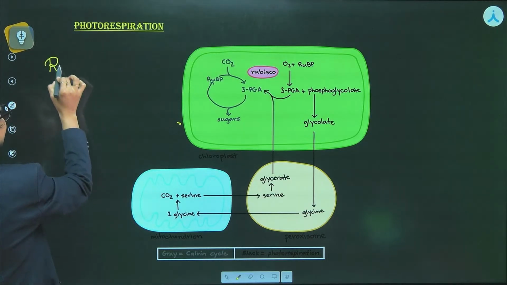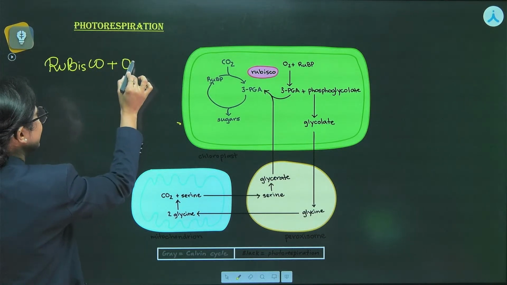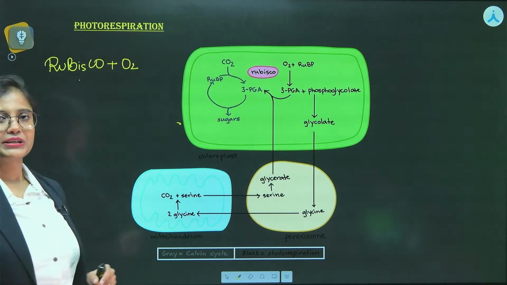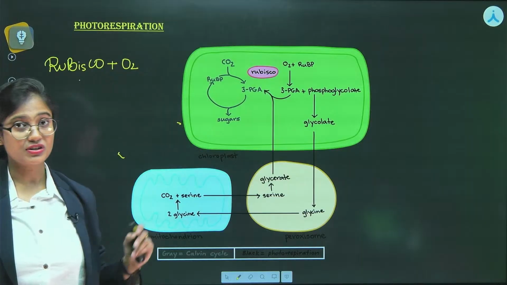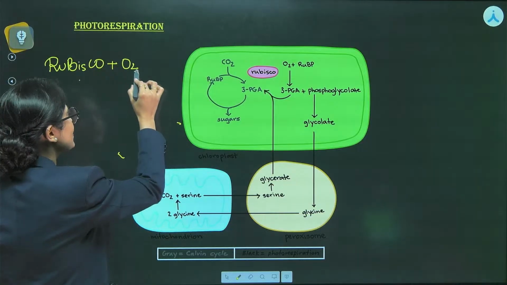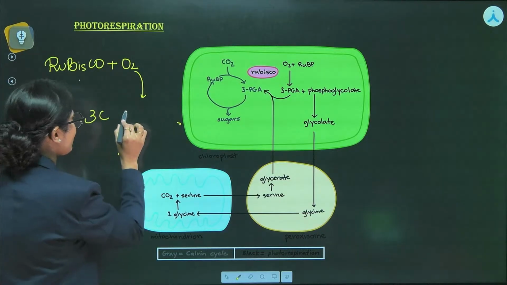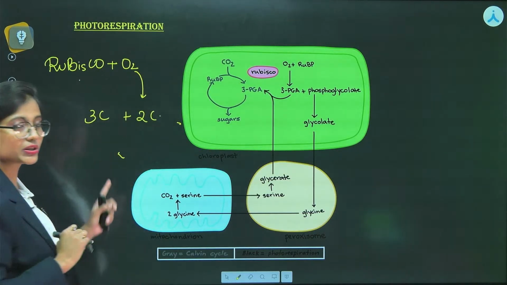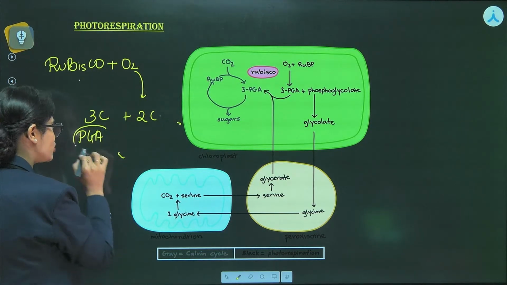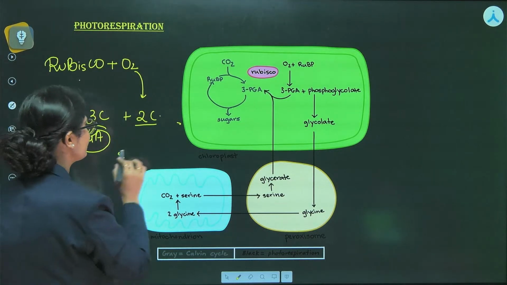The rubisco enzyme is showing its oxygenase activity. That means it will combine with the oxygen. This is a 5 carbon compound. From here it did not get any carbon, oxygen has no carbon, so no carbon is assimilated, and it will lead to the formation of 2 compounds. One is a 3 carbon compound along with a 2 carbon compound. The 3 carbon compound is the same phosphoglyceric acid which will run in the Calvin cycle, and this 2 carbon compound is phosphoglycolate.